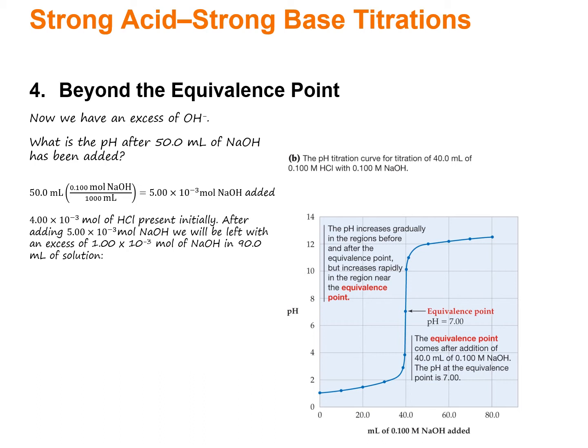And how much solution are we in? Well, we added 50. We started with 40. So we're at 90 milliliters of solution. So from here we can calculate the concentration of sodium hydroxide. That leaves me with 1.11 times 10 to the minus 2 molar. And then from that, using our 10 to the minus 14 over that concentration of hydroxide, we can end up with 9 times 10 to the minus 13 molar for the hydronium ion concentration. And then, of course, figuring out the pH just as the minus log of that. And that gives me 12.04.